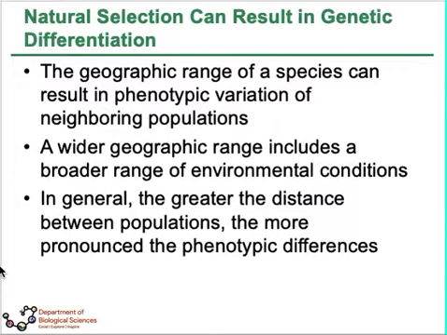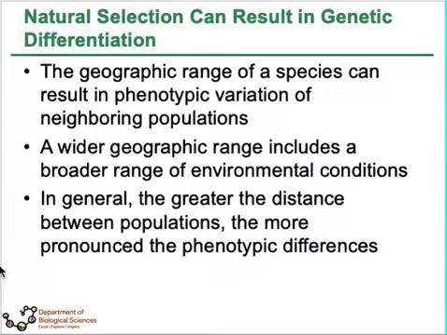So the geographic range of the species can result in phenotypic variation of neighboring populations. As what I have said, you have allopatry and sympatry. So a wider geographic range includes a broader range of environmental conditions. So they tend to be subjected to different types of environmental conditions if they are occupying a wide geographical range. So the greater the distance between two populations, the more pronounced the phenotypic differences, especially for those which are geographically isolated.